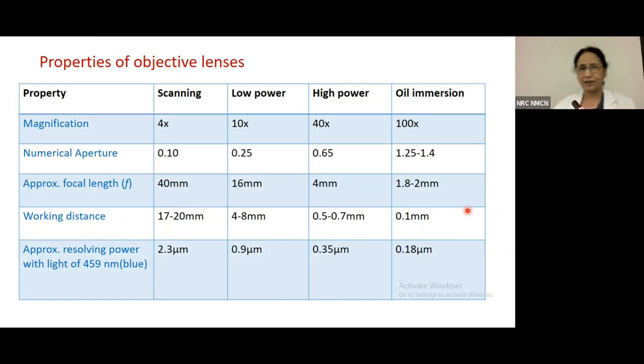So coming to the properties of lenses. Here you can see that when the magnification increases from 4x to 100x, the numerical aperture is also increasing, while the focal length and working distance are decreasing. Working distance for scanning is 17 to 20, while it is 0.1 for oil immersion. And the resolving power is better. Here you can resolve at a distance of 0.18, while here it is 2.3 micrometers.